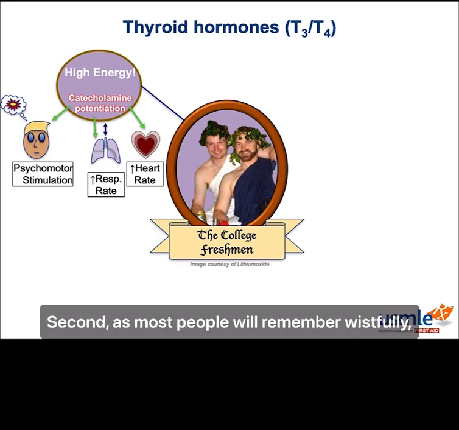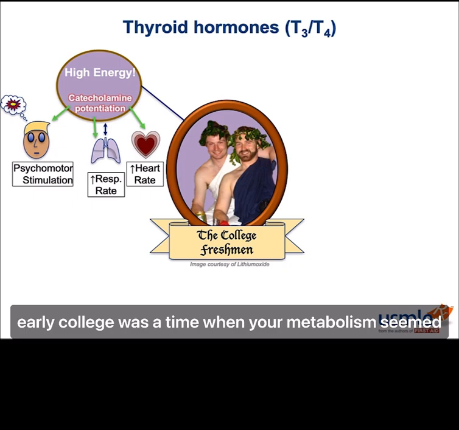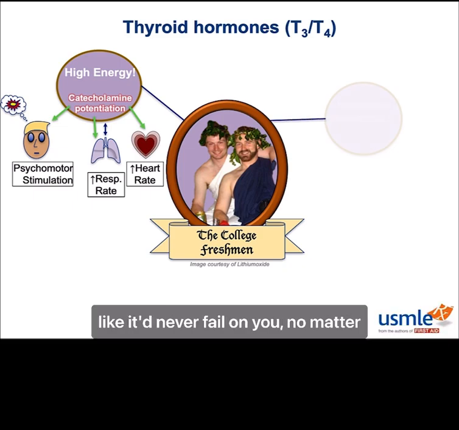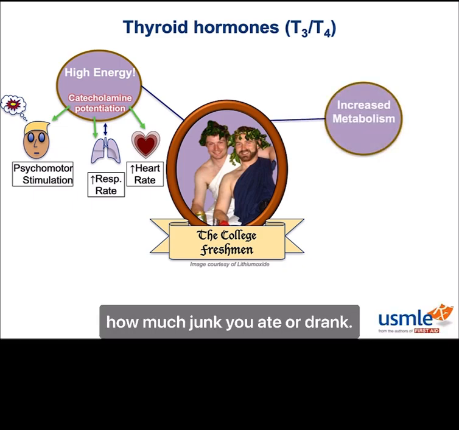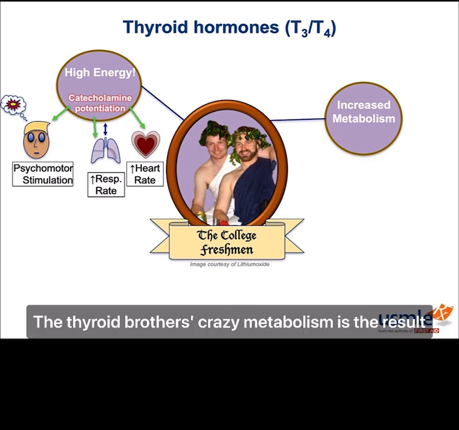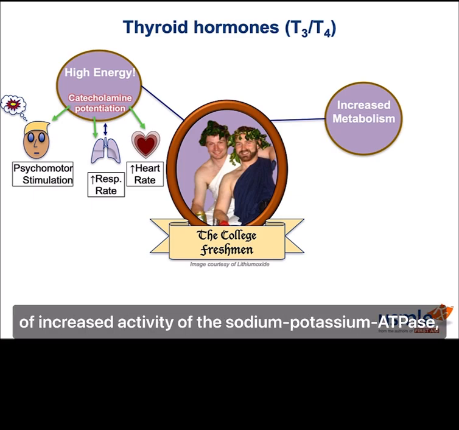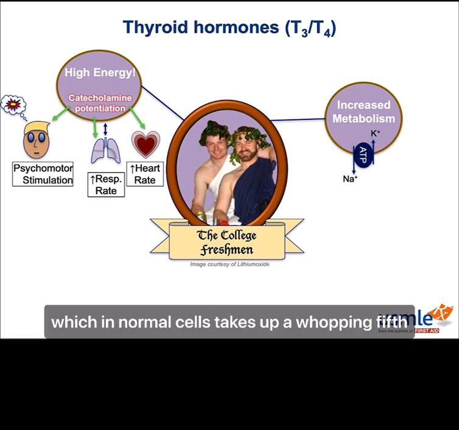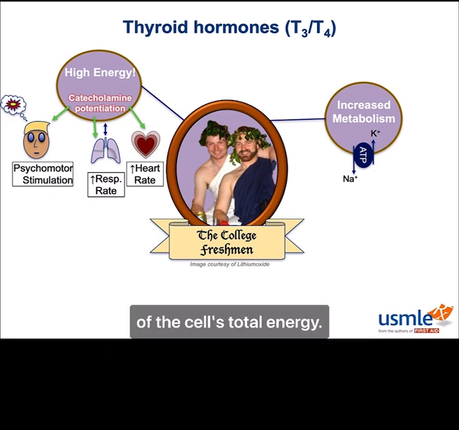Second, as most people remember wistfully, early college was a time when your metabolism seemed like it'd never fail on you, no matter how much junk you ate or drank. So how do these party animals chomp through all that fuel? The thyroid brothers' crazy metabolism is the result of increased activity of the sodium-potassium ATPase, which in normal cells takes up a whopping fifth of the cell's total energy.